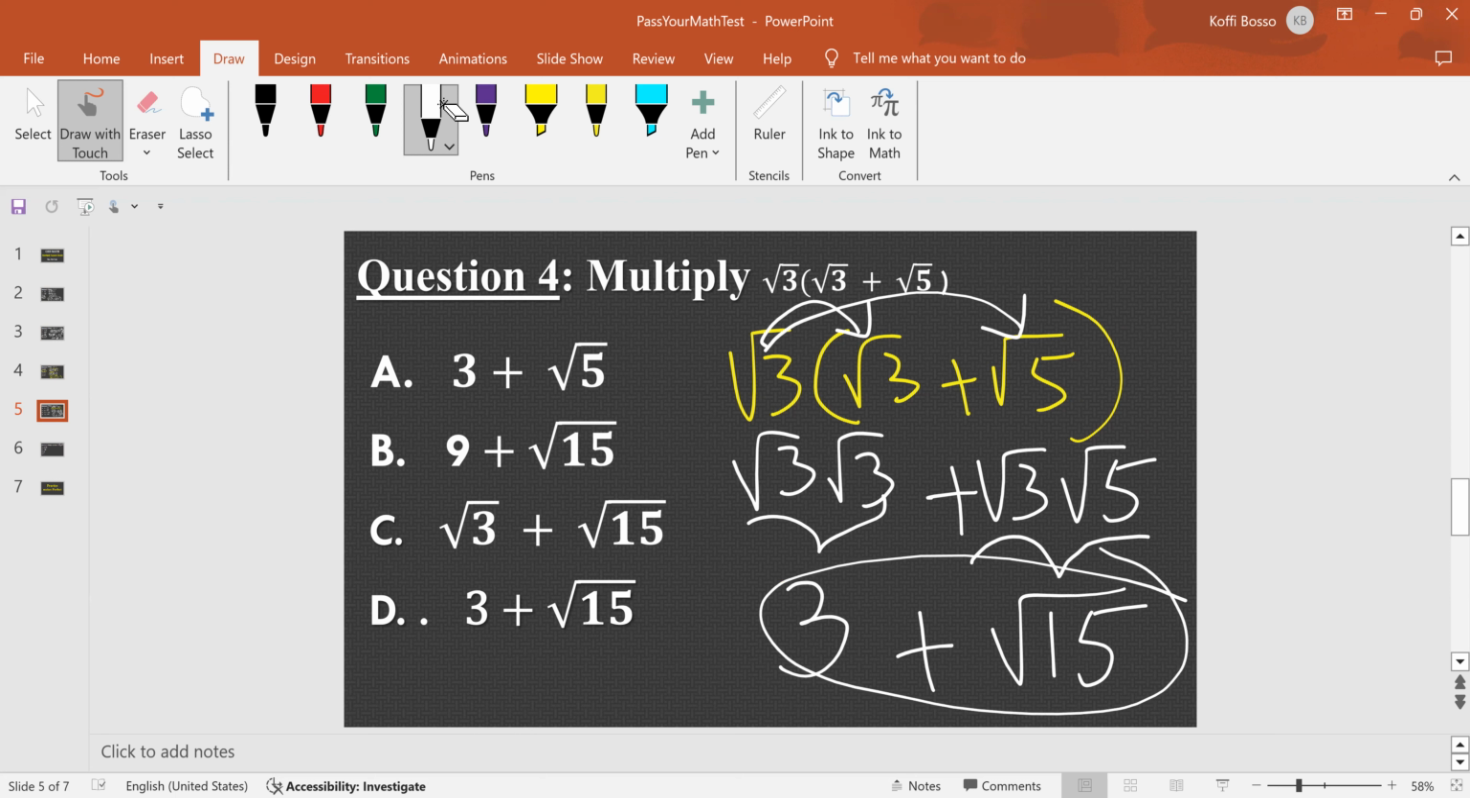So the correct choice here is the last one, D, 3 plus square root of 15. And there is nothing else to do, because you cannot add the 3 to 15. No, they are not like terms. The 3 is without square root, but the 15 is with square root. So we cannot say, oh, it's going to be square root of 18. No. The final answer is just 3 plus square root of 15. Let's continue.